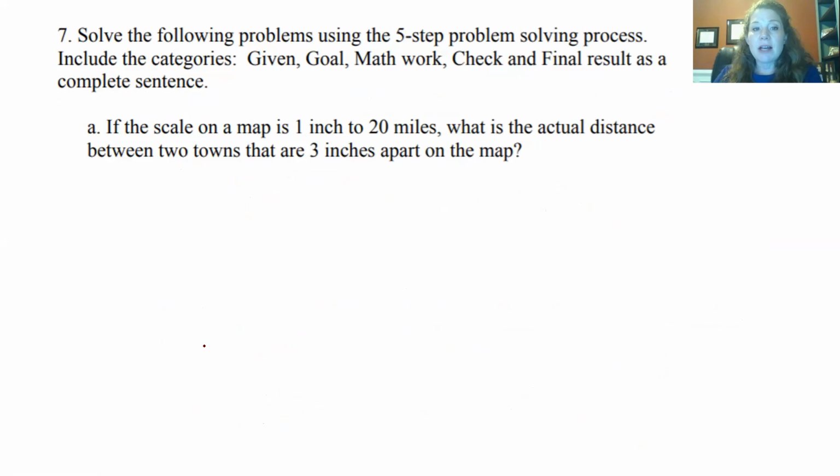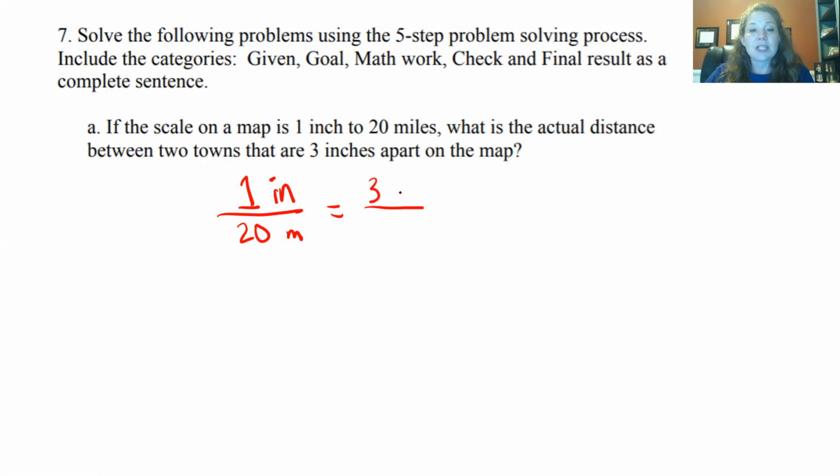If the scale on a map is 1 inch to 20 miles, what is the actual distance between two towns that are 3 inches apart? So our two units are inches and miles, so we can either put miles to inches, or inches to miles, it doesn't matter. Since we're doing inches to miles, 1 inch represented actually 20 miles. So 3 inches would actually represent how much?